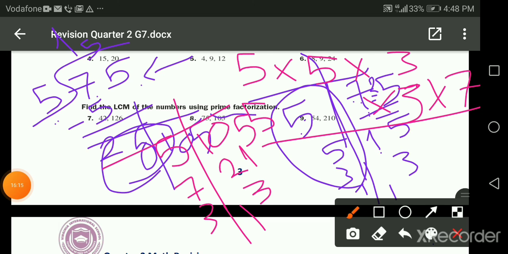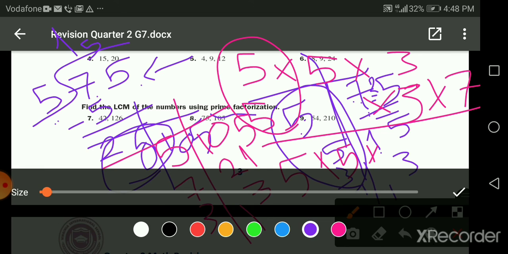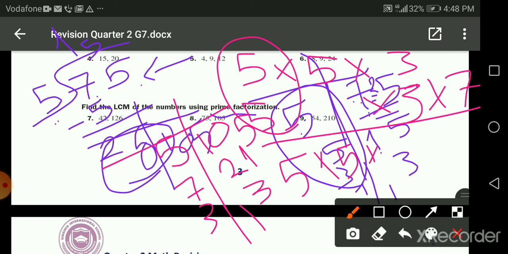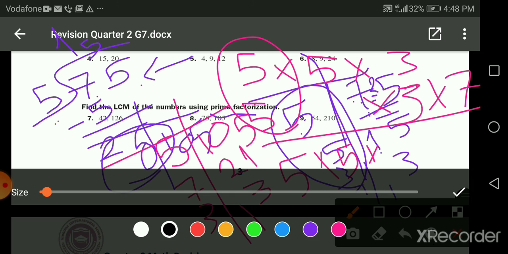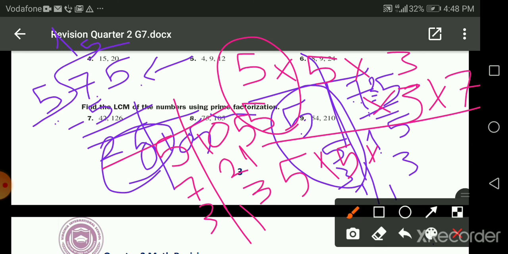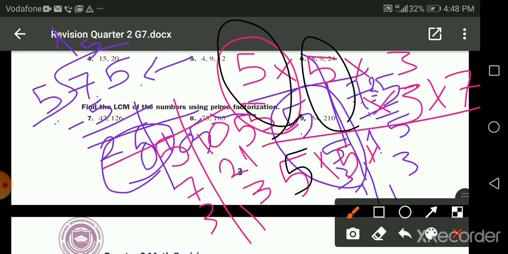So I'm going here to take what? The repeated and the unrepeated. So here 5 is repeated. I will take 5, and I will take the other 5 here. Let it be with another color to make it clear. So I will take the repeated and also the unrepeated. Here 5 is repeated. Take it. 5 here unrepeated. Take it. Here 3 is repeated. Take it. Okay, 7 unrepeated. Take it.